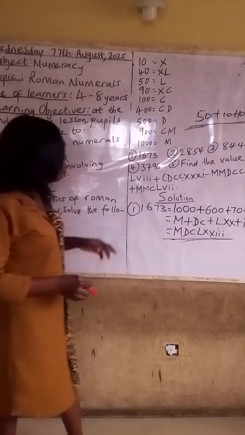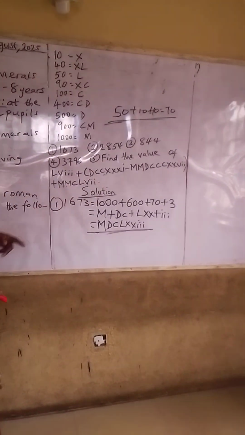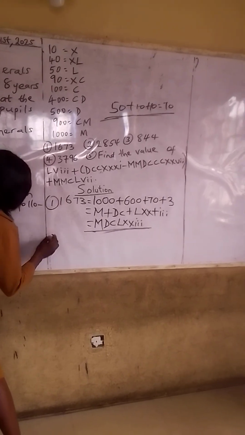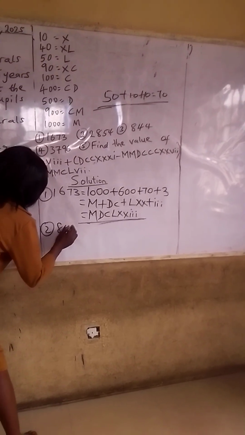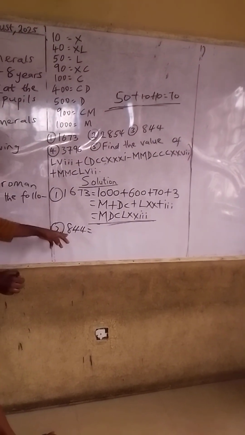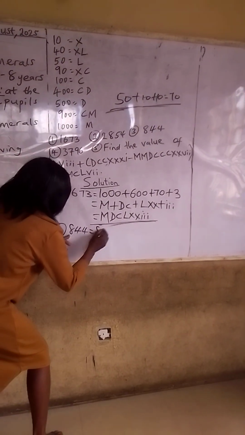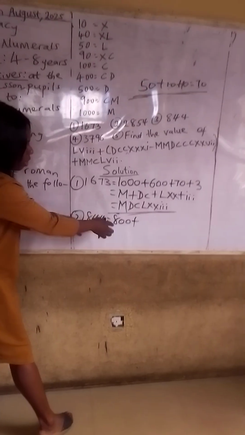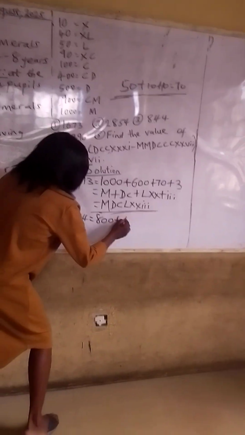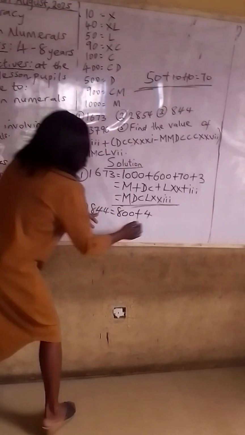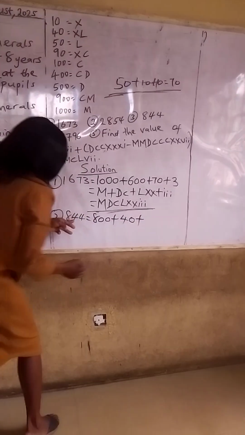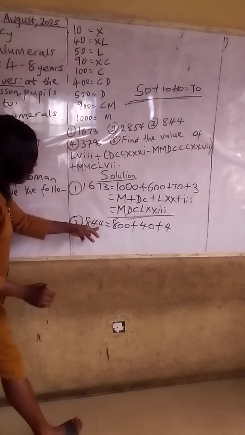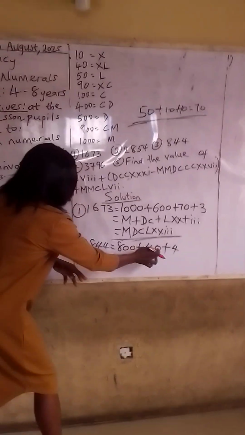So let's move straight to this one. Now let's take 844. That one is very simple. We have 844. The same thing, we are going to pick the first figure. We have 8. Turn the other ones to 0, 0. Put a plus. That's 800. Come to the second figure, 4. Turn the last one to 0. Plus, put the last one, 4. So we are having 840 and 4.